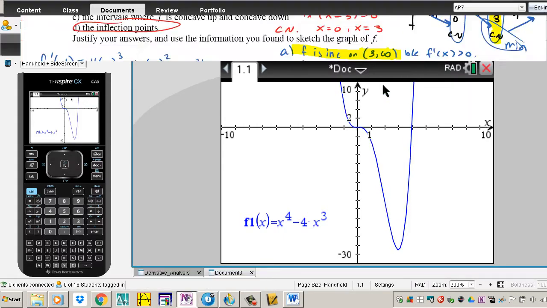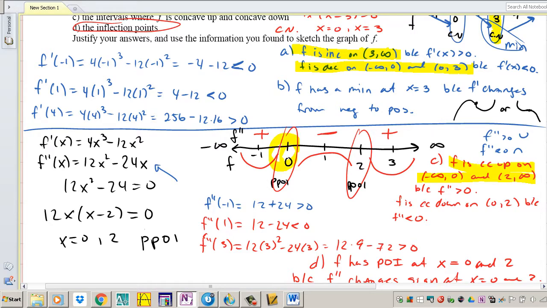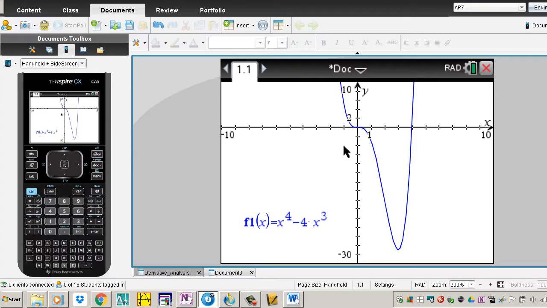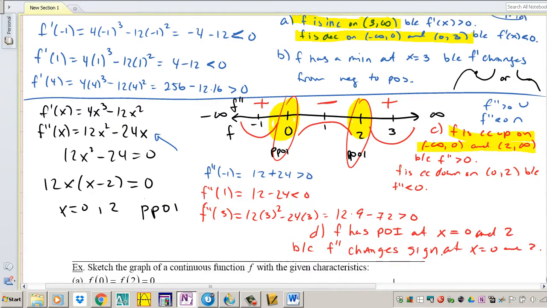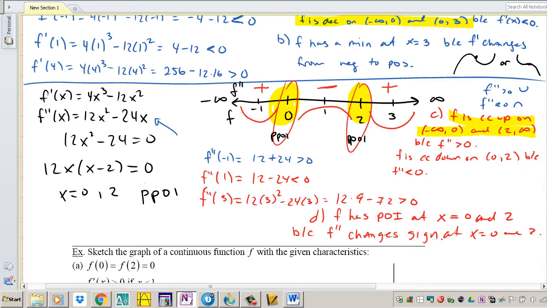And what are the points of inflection? We said that they were 0 and 2. So here it is, concave up to concave down at 0, and then concave down to concave up at 2. And there we have our second derivative and the graph. So everything worked out pretty well.